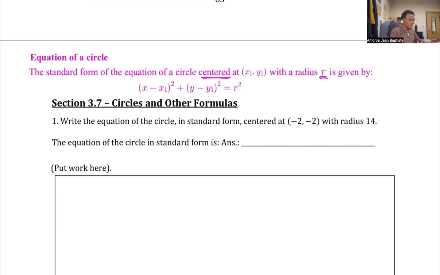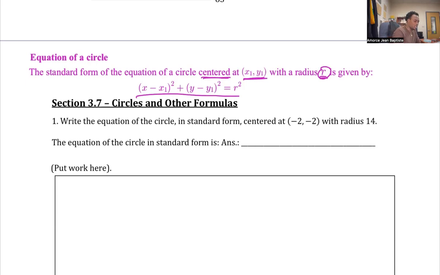The standard form of a circle that is centered at a point x1, y1 with the radius R is given by this formula. So (x minus x1) squared plus (y minus y1) squared equals R squared. So that's the standard form.